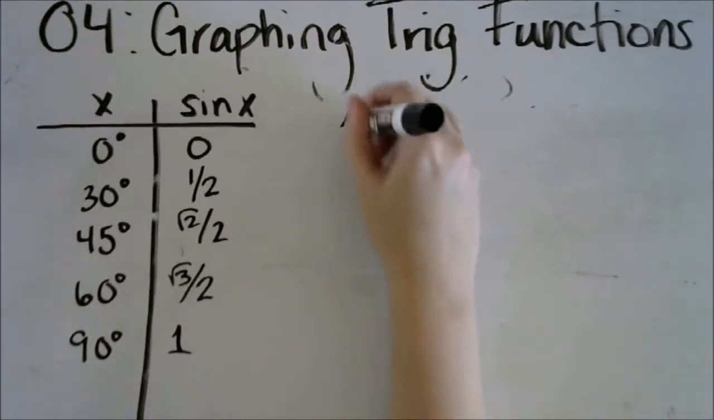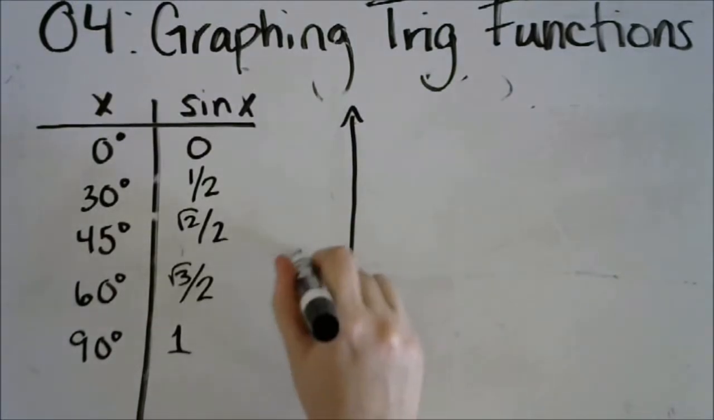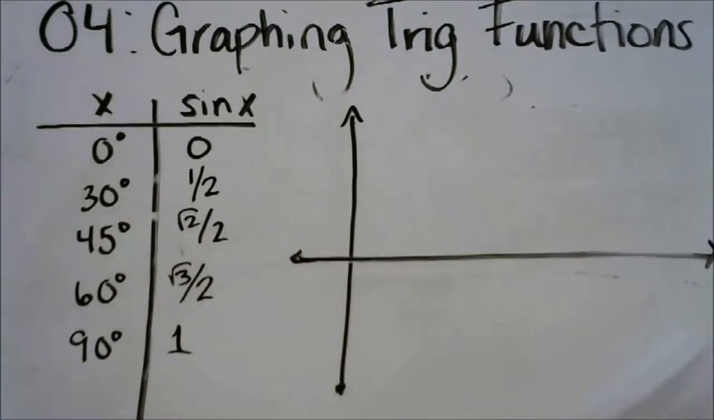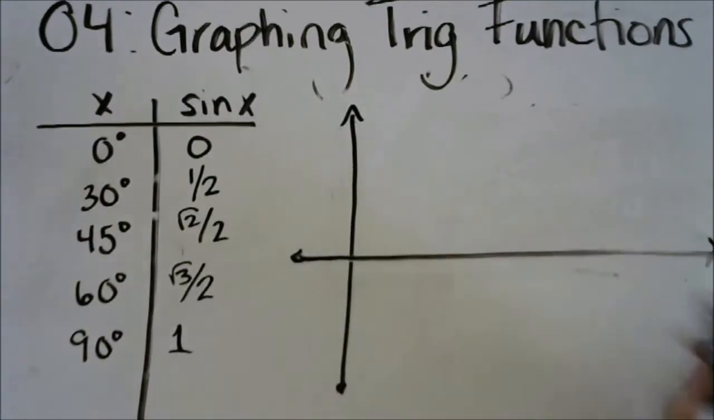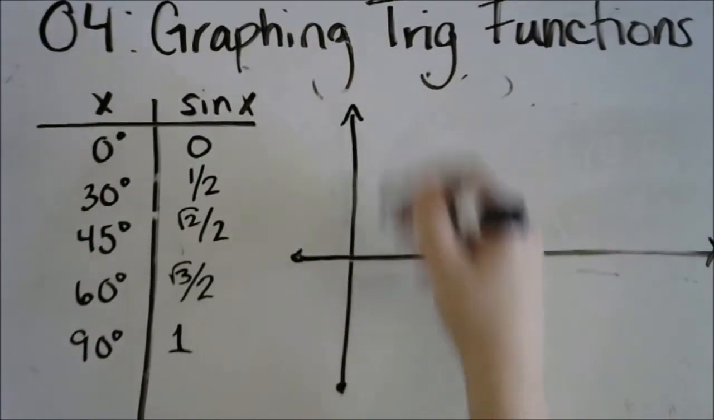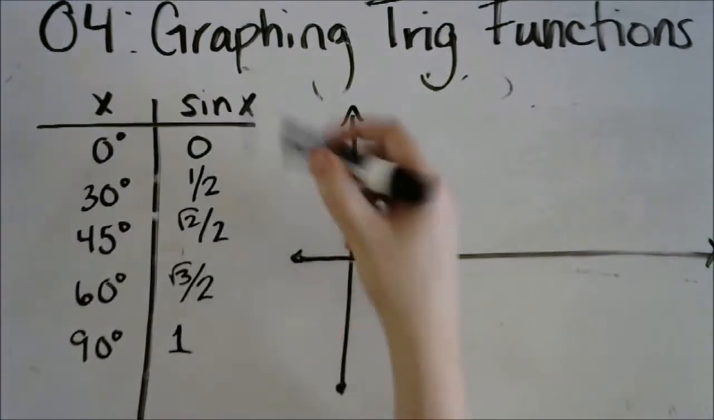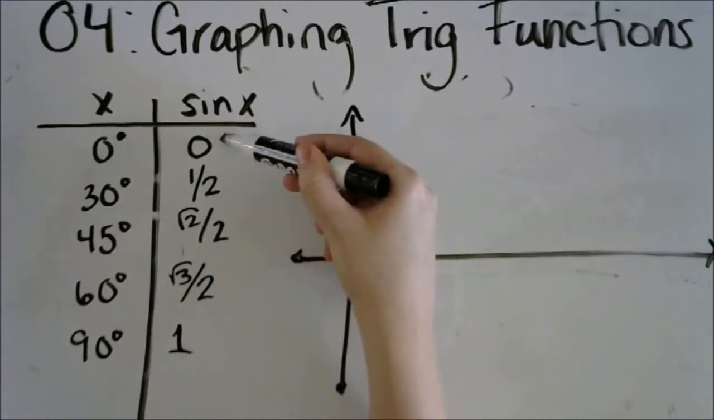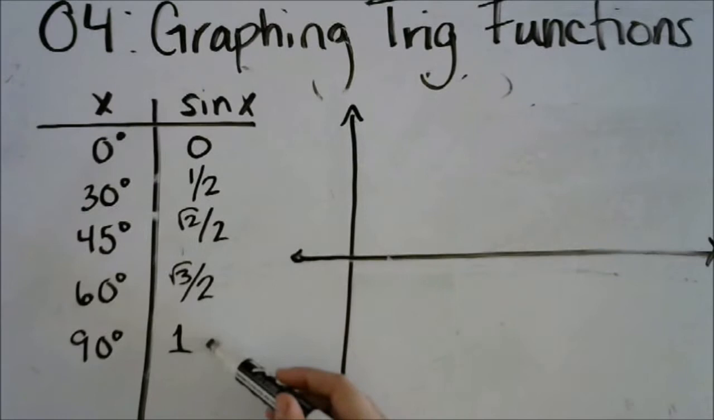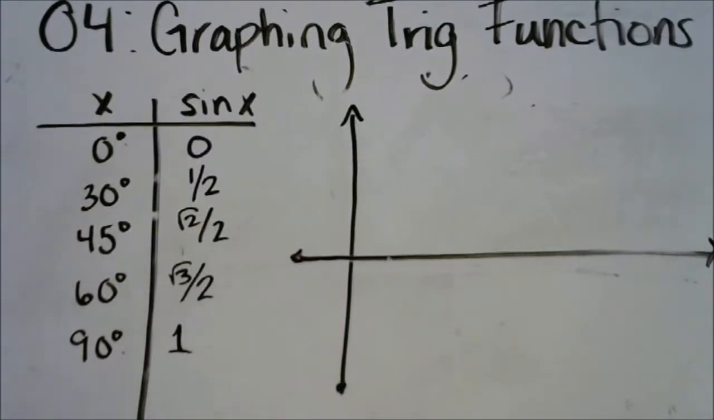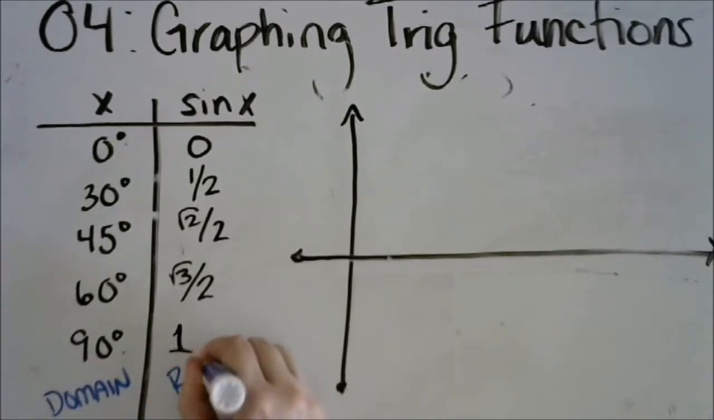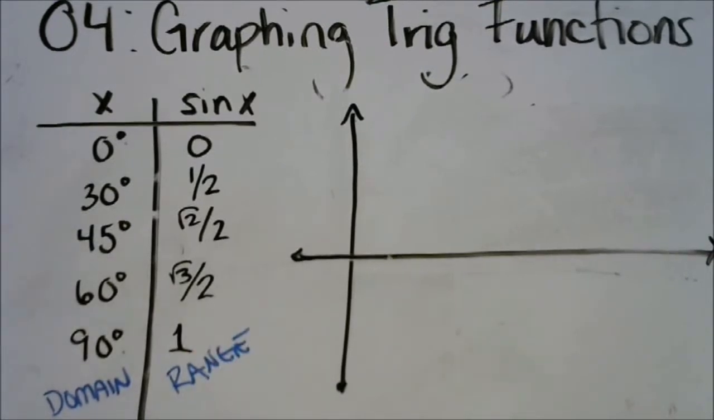Now, when we graph a trig function, instead of doing our standard Cartesian plane, we're going to modify it to graph angles. You'll see a longer x-axis for the domain and a normal or shorter y-axis for the range. Taking a look at the values I want to graph, my range goes from 0 to 1, and my domain goes from 0 to 90 degrees. Remember, domain are all of the x values, and range are all of the y values.